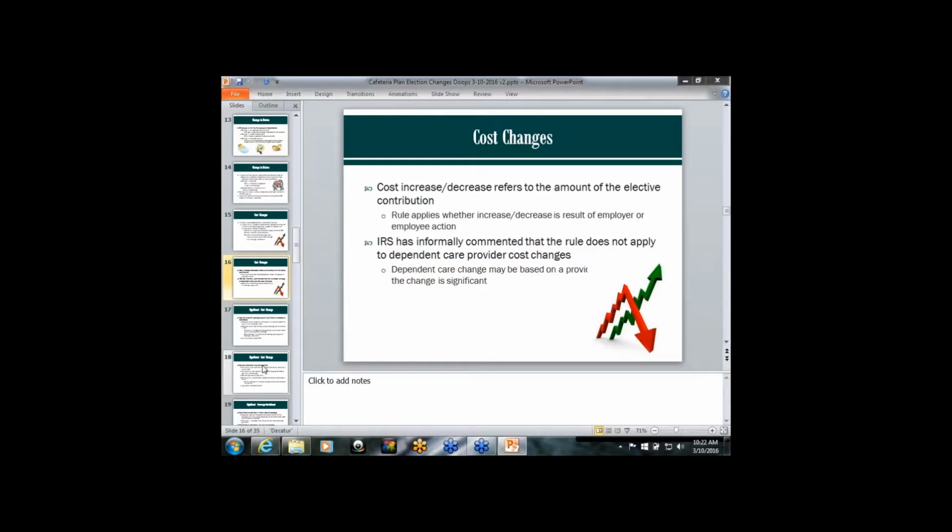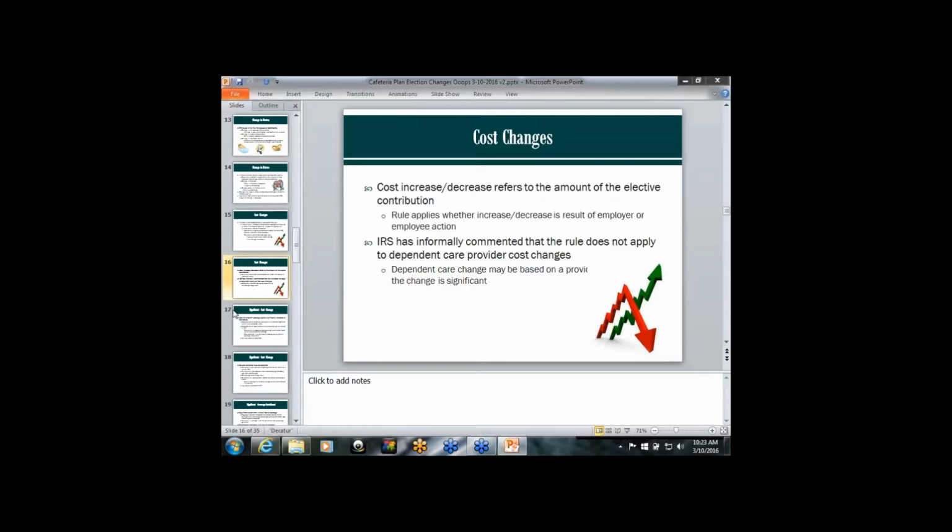The next bullet point is really a gray area, because it's like the IRS is talking out of both sides of its mouth here. They've informally commented that the rule does not apply to dependent care provider costs, but then at the same time it says you may be able to change dependent care based on another reason under the IRS permissible reasons. So they're wishy-washy there, and you need to be careful.